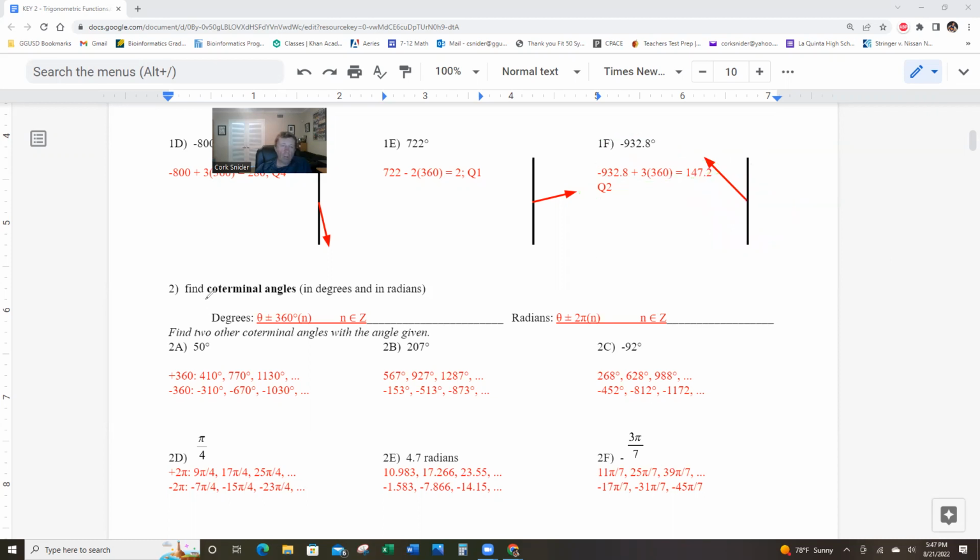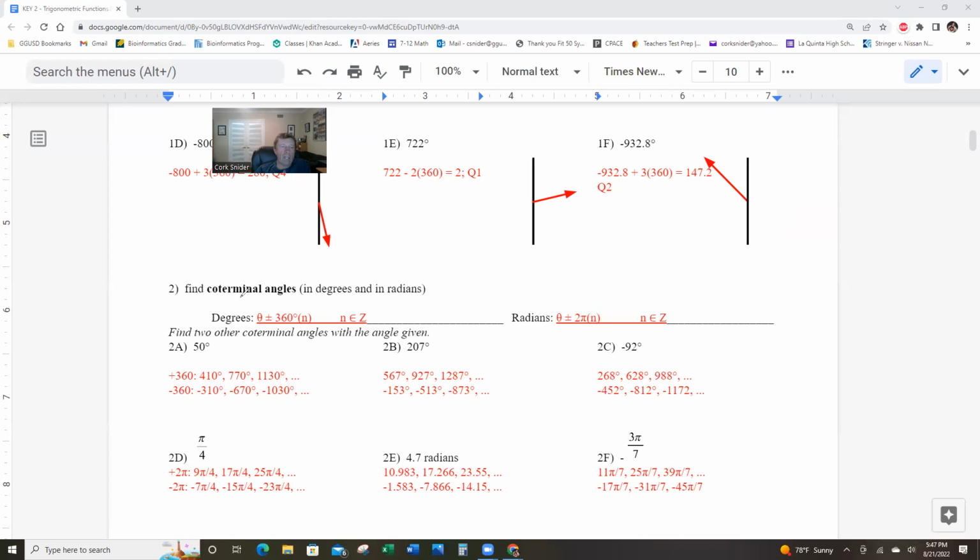Okay, coterminal. Coterminal, co means the same. Coterminal means angles that end in the same spot. Obviously, 0 degrees, 360, and 720 are all ending in the same spot, which is the positive x-axis. You get the idea on that.